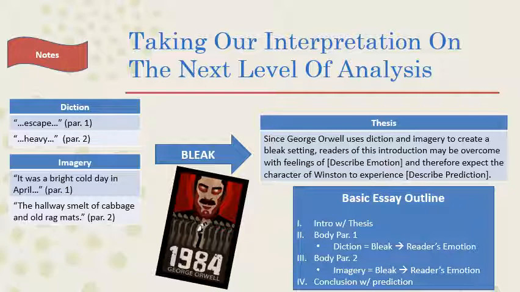Obviously, you would have evidence to back these things up. You would need to elaborate on how the evidence is creating that bleakness and how it's leading us to these specific emotions. So this is a very basic outline that just helps you see where we could go with all of this thinking.